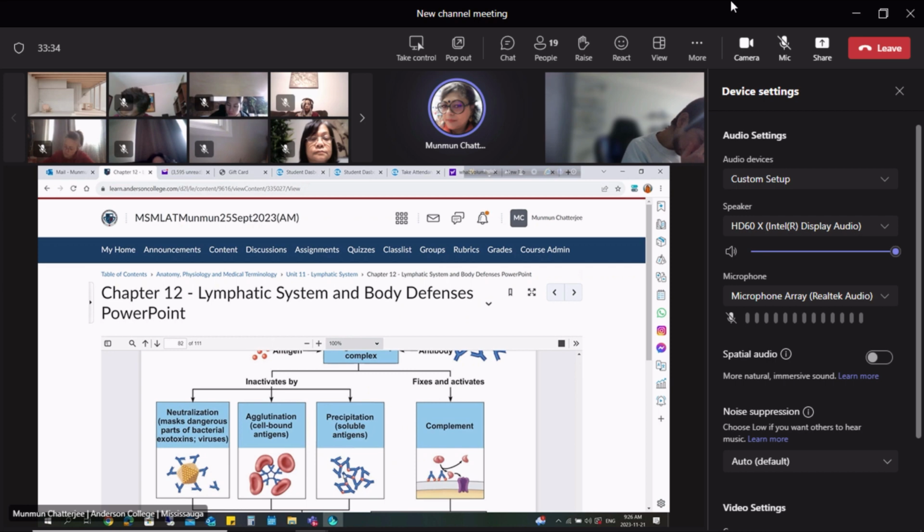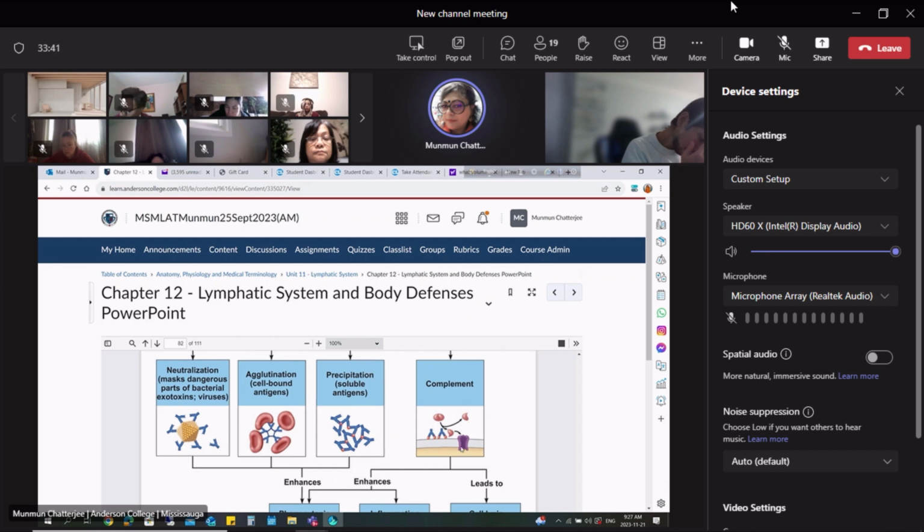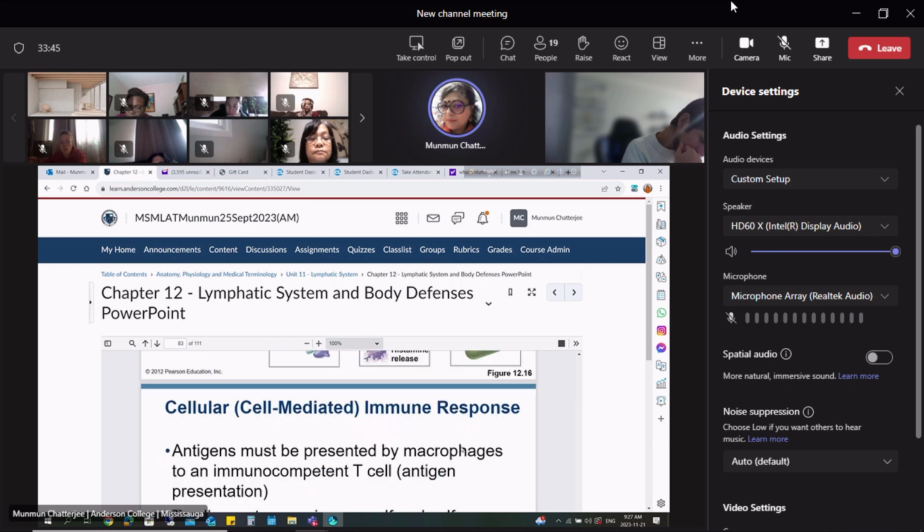Precipitation, when in interaction with this one, gets clumped. And this is complement protein, how they pass through the area. These are not needed to learn, just is there. So I just told you how that works. Okay.